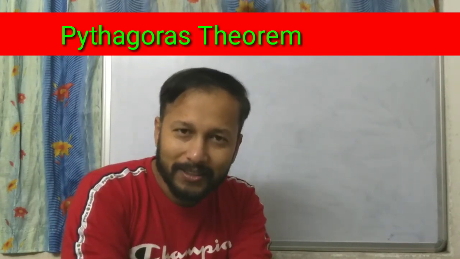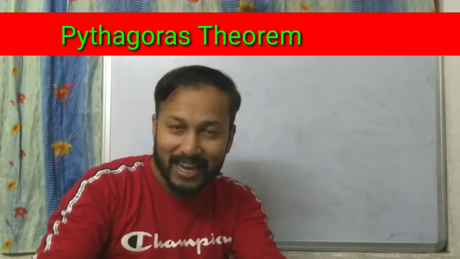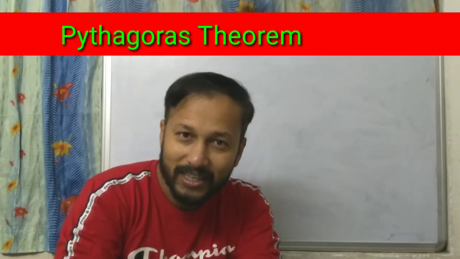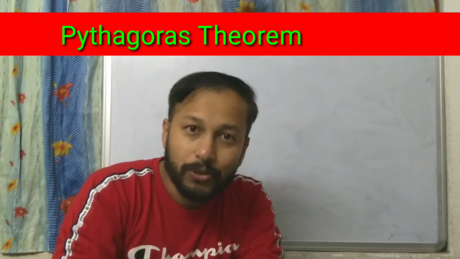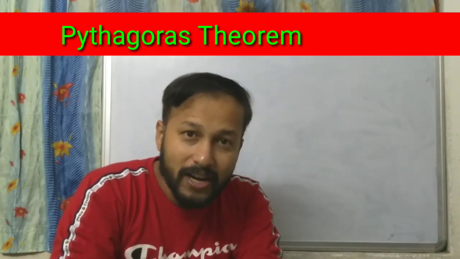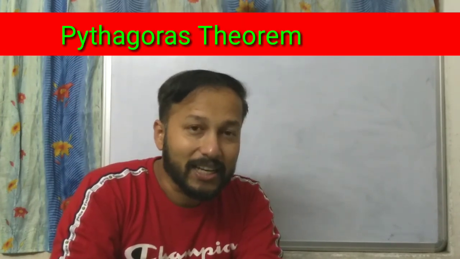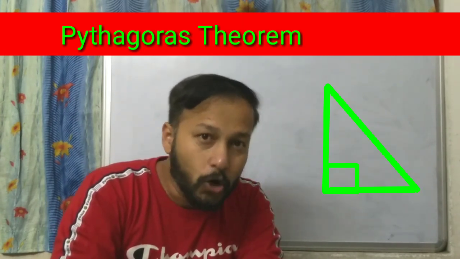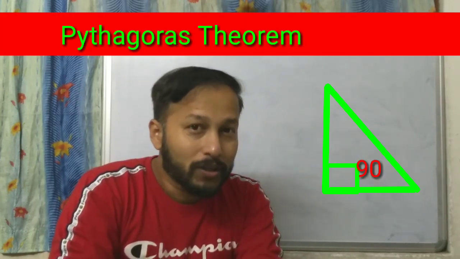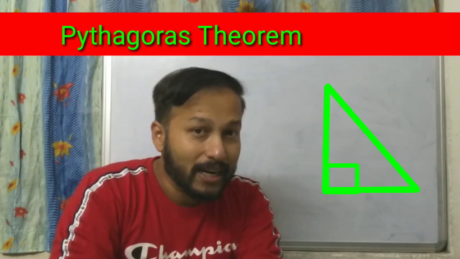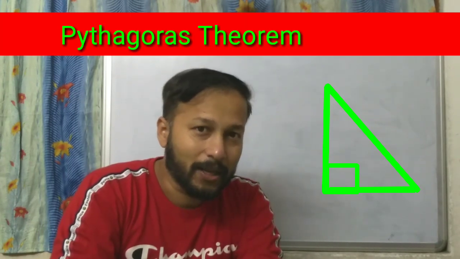You know triangle? Yes, we know triangle. A triangle means three sides and three angles. Now, if I ask you, what is a right angle triangle? A right angle triangle is a triangle whose one angle is 90 degrees. The triangle with one angle of 90 degrees is called a right angled triangle.